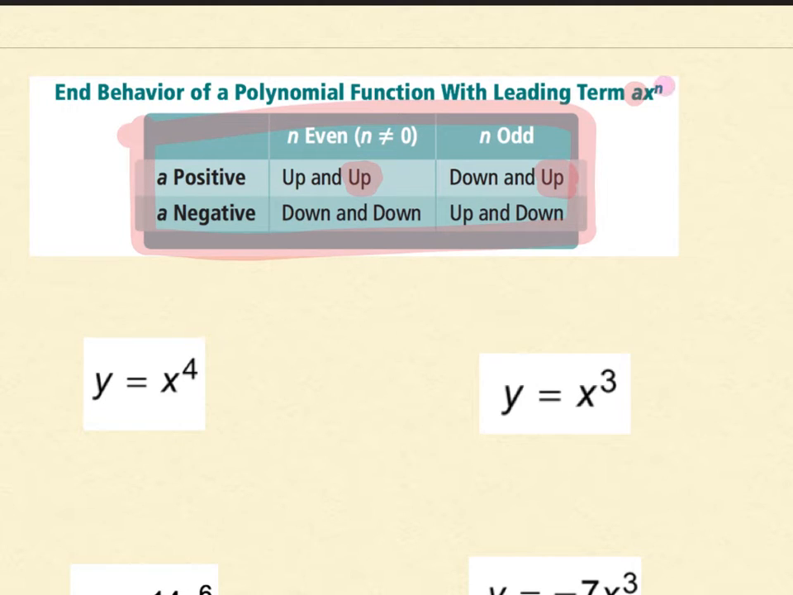If the exponent is even, then they go in the same direction. So then we'll have up and up or down and down. So if it's even, it goes in the same direction. If it's odd, it goes in opposite directions. So just think odd means opposite directions. So we'll either have a down and up or an up and down. So the order matters here. But the leading coefficient, this number out front, if it's positive, it will always end going up. End up.